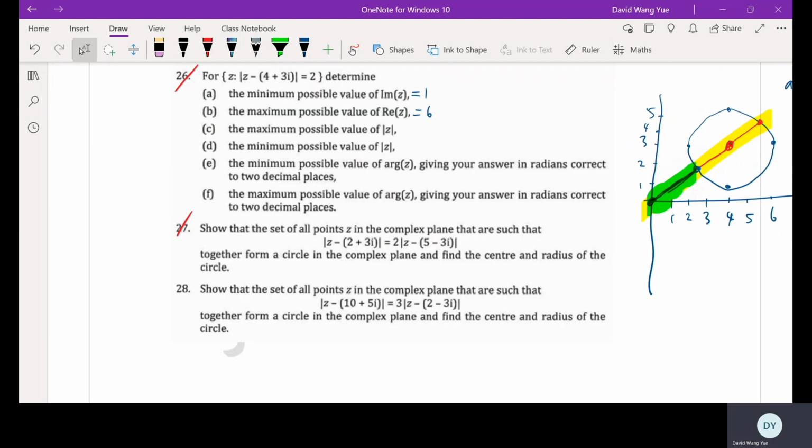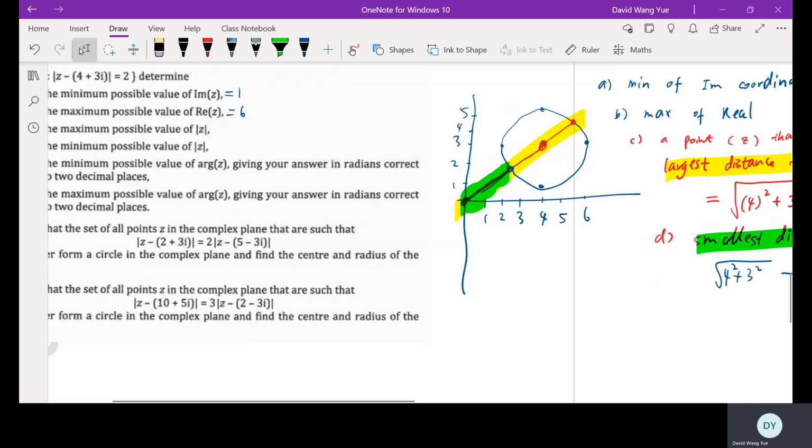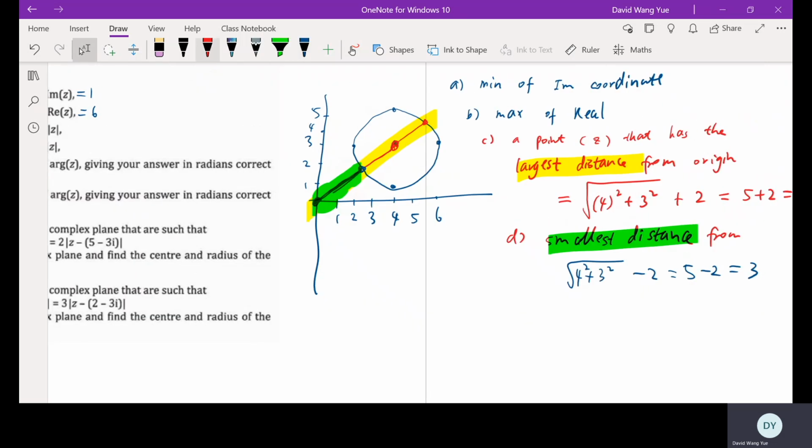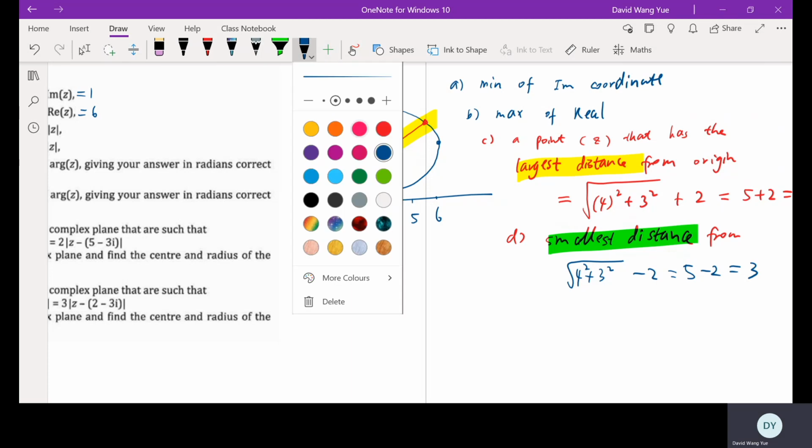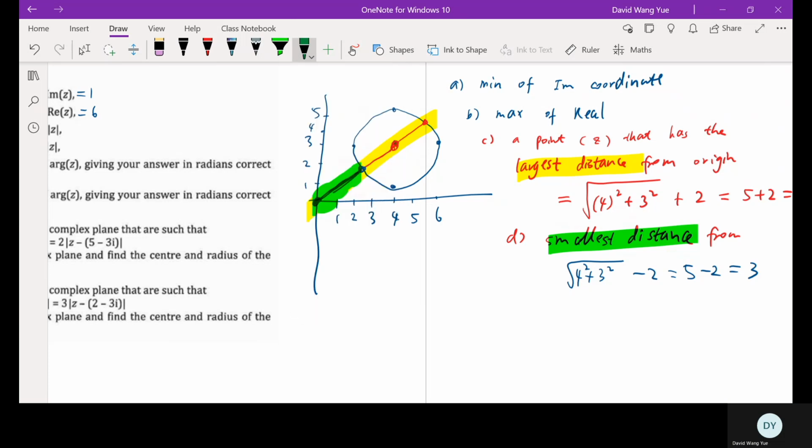Okay, E. Find the minimum possible value of argument Z, giving your answer in radians correct to 2 decimal places. The other one is finding the maximum possible value of argument Z, giving your answer in radians. Okay, now let's look at this one now. Where is the minimum argument? The minimum argument should be a line from the origin touching the circle.